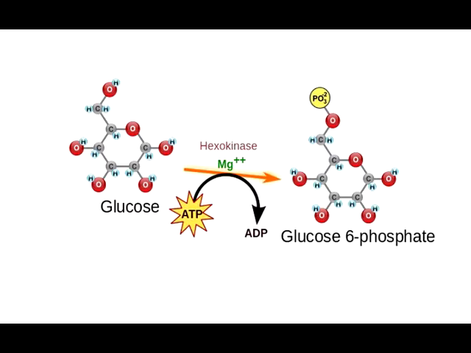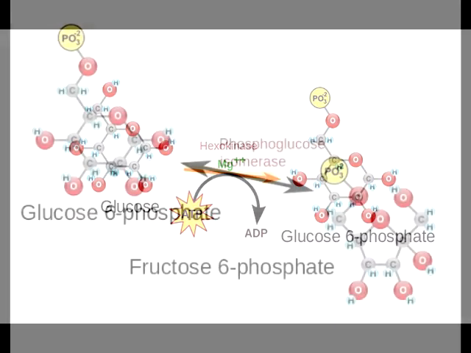For step 1, we have glucose being converted to glucose 6-phosphate, and that's via a hexokinase. So hex being 6, kinase usually adding a phosphate or removing a phosphate group, and that's going to use one ATP molecule. The phosphate's going to be coming from the ATP molecule. So we have glucose using hexokinase to add a phosphate to itself, and you get glucose 6-phosphate.